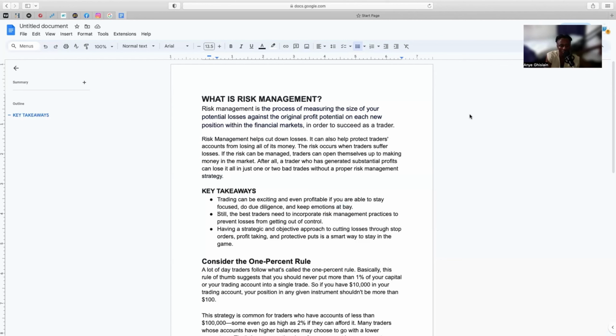Okay, so on no occasion, for no reason, should you touch your positions when they are running. Leave them because you planned that trade before the trade even executed. So allow the trade to do what it's doing. Allow it to play out. Give the market a chance, right? Having a strategic and objective approach to cutting losses through stop loss orders, profit taking, and protective puts is a smart way to stay in the game.